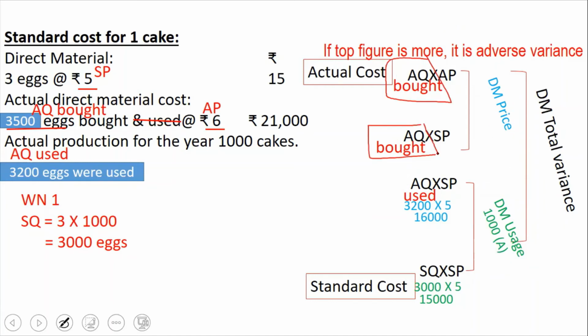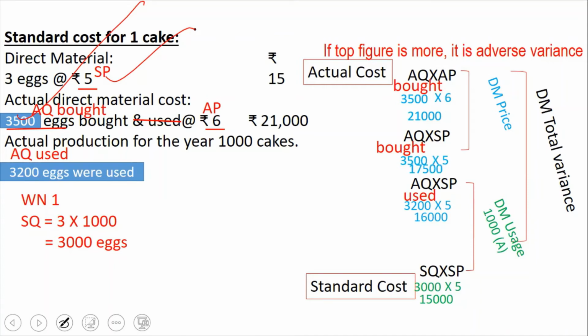So what is the actual quantity bought? It is 3,500. So I'm going to key in that figure here, actual quantity bought into actual price. Actual quantity bought 3,500, actual price 6. So it's 3,500 into 6, giving an amount of 21,000 rupees. And here, actual quantity bought multiplied by standard price. Actual quantity bought is 3,500 and standard price is 5. So substituting those figures, we have 3,500 into 5, giving an amount of 17,500.